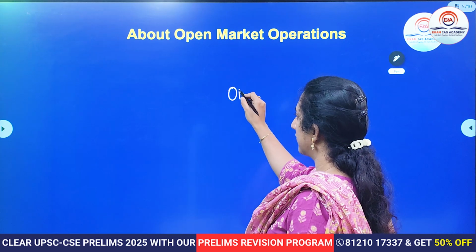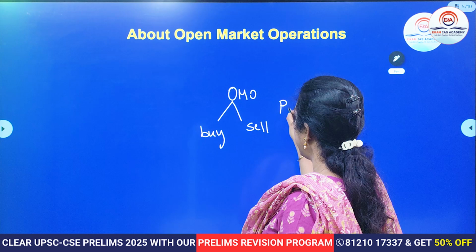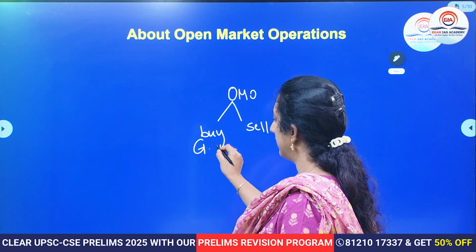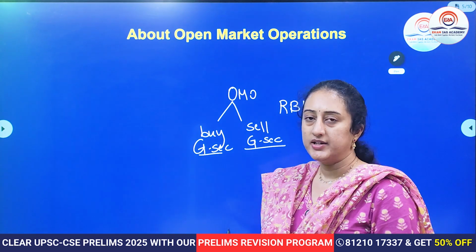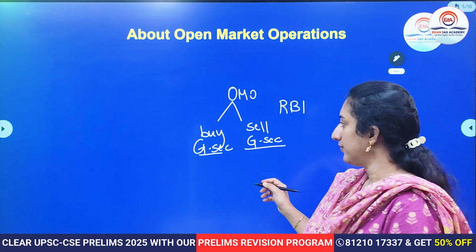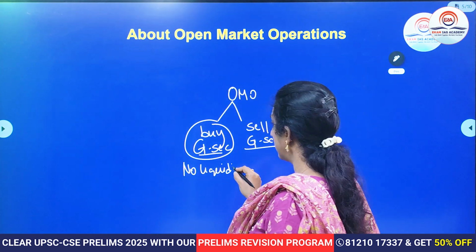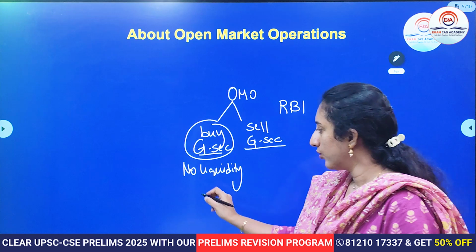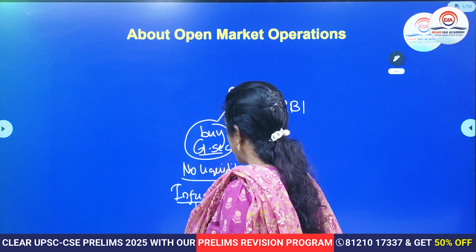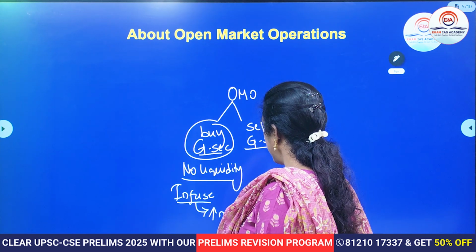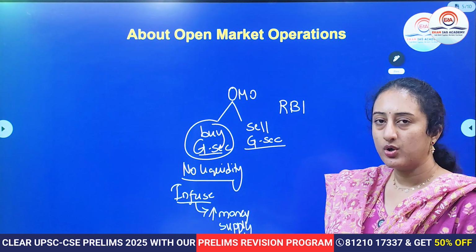Open market operations are of two types, either buying or selling. This operation is done by RBI. What are bought and sold? It is government securities. Government securities are bought either from the banks or sold to the banks. When there is no liquidity, RBI will resort to buying government securities. No liquidity means they'll infuse liquidity with the help of this buying. When money is infused, more money is available in the market. That means increased money supply, so that economic growth will be boosted.